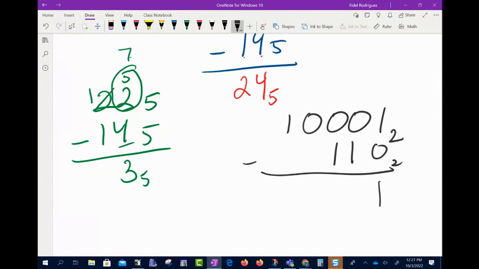1 minus 0 is 1. Now, I can't take away 1 when I have zeros. So look, y'all, when I take away from there, what I really have here is a 2. But again, I got to keep doing that same borrowing game. So I'm going to borrow again. What I really have here is a 2. But I'm going to borrow again. And what I really have here is a 2. So 2 minus 1 gives me 1. 1 minus 1 gives me 0. 1 minus 0 gives me 1. So my answer should be 1, 0, 1, 1, base 2.